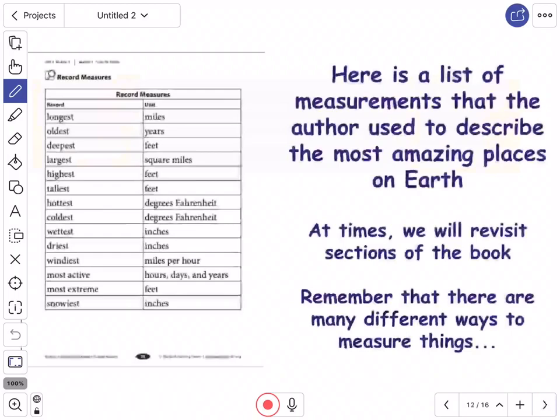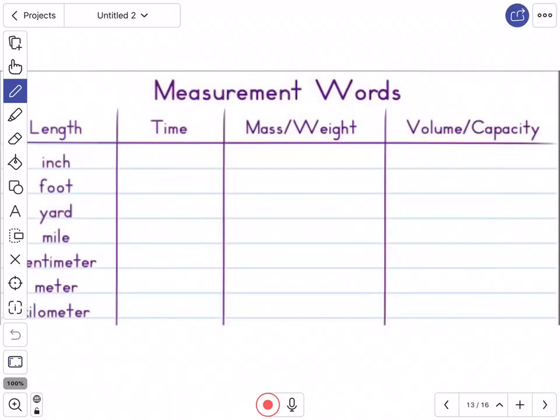So when you want to talk about a record, we have the words longest, oldest, deepest, largest, highest, tallest, hottest, coldest, wettest, driest, windiest, most active, most extreme, and snowiest, okay? And then in units, you can measure things in miles, years, feet, square miles, feet, degrees Fahrenheit, inches, miles per hour, hours, days, years, feet and inches again, all right? So there's just some ways that these are record measures. Okay, so these are some measurement words that we might use.